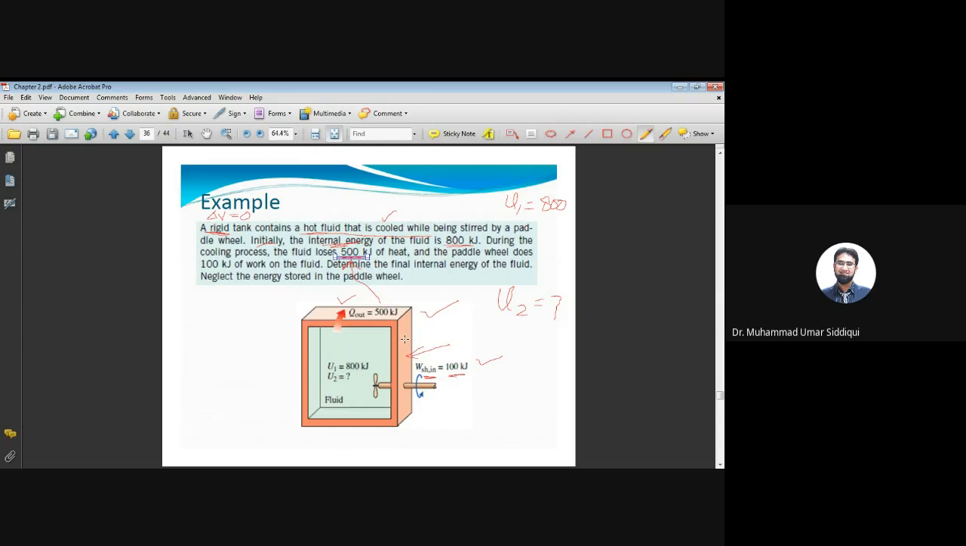Before moving towards the solution of the problem, first of all, do you understand the problem statement or not? We have a tank. Inside the tank, we have a fluid. The fluid is hot. Heat is going out of the tank, and some work is being done on the fluid by the pedal wheel. We need to know what will be the final energy of the fluid. Do you understand the problem statement? Is there anything within the problem statement which is not clear to anybody? Yeah, it's understood.